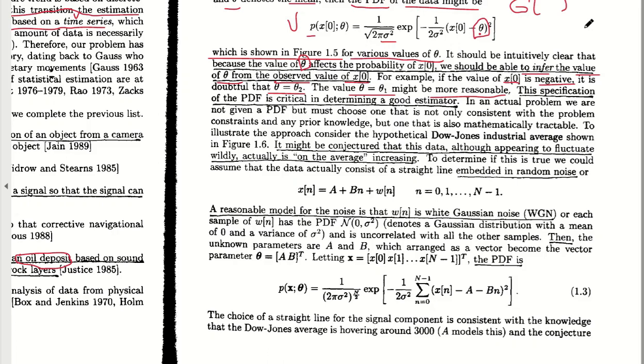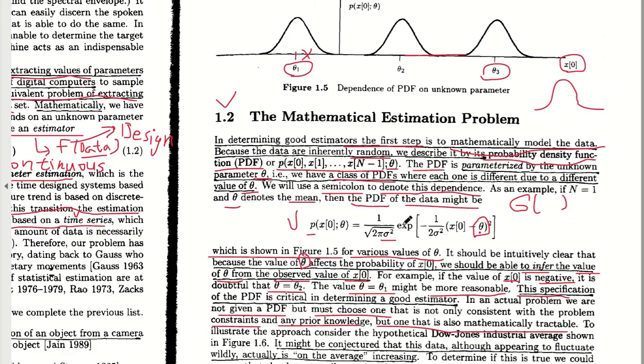Okay, so let's continue the discussion. This specification of the PDF is critical in determining a good parameter. In an actual problem, we are not given a PDF, but must choose one that is not only consistent with the problem, constraints, and any prior knowledge, but one that is also mathematically tractable. So this is a challenge. So the question is, why do we know that this density is a Gaussian?